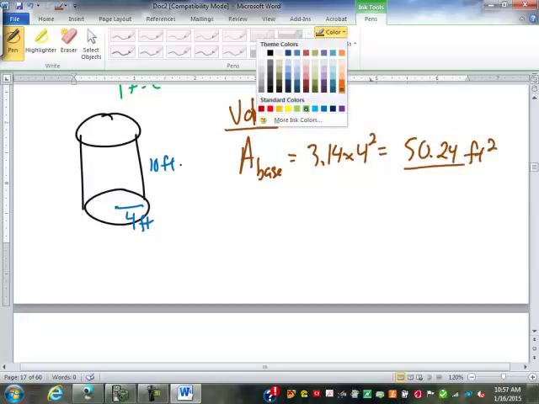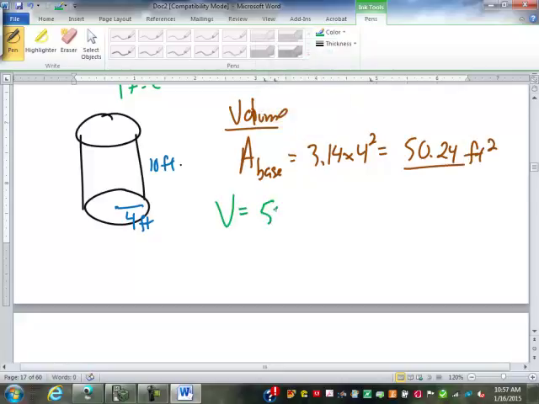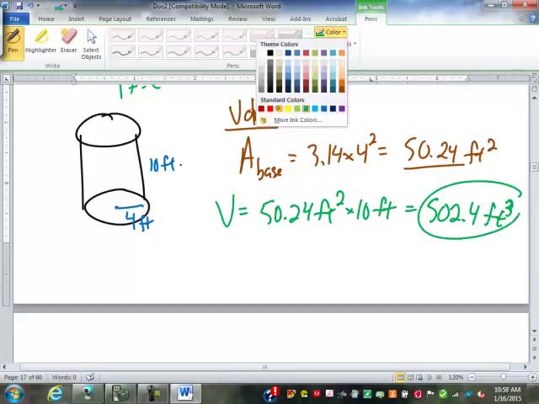What do I do with that? Multiply it by my height of 10 feet. So it's 502.4 feet cubed. So there's my volume.